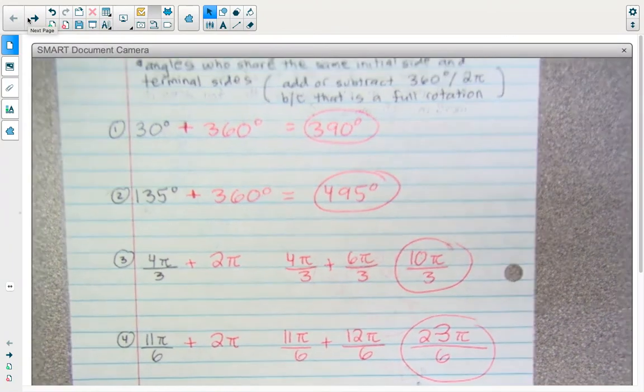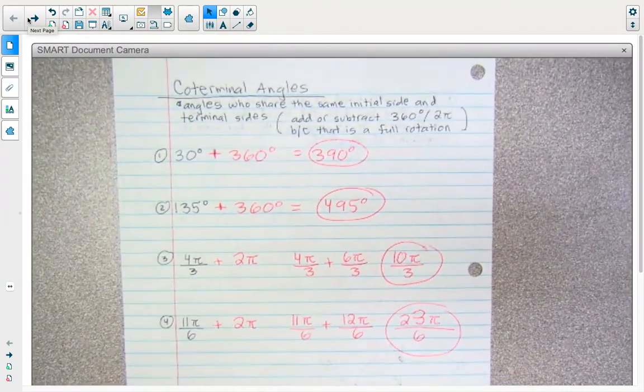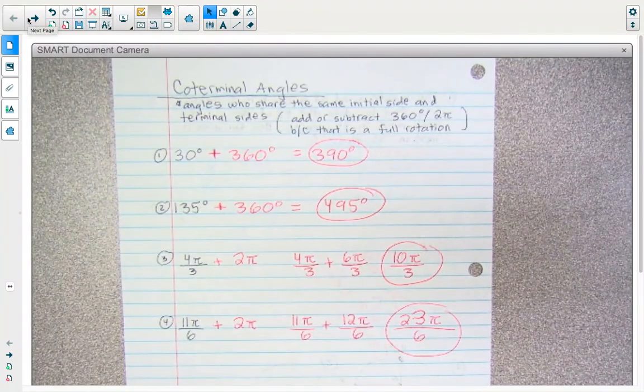So this is coterminal angles. Hopefully you find it pretty straightforward. You're just adding or subtracting a full rotation from the angle that we started with on the unit circle.